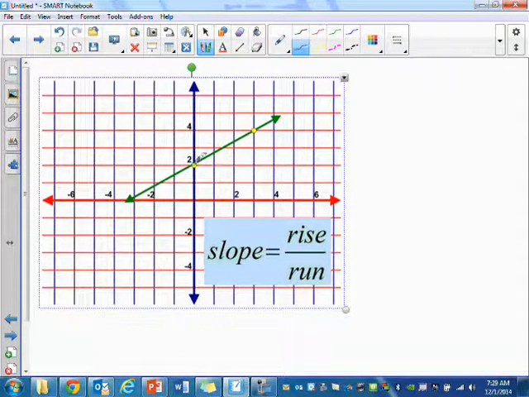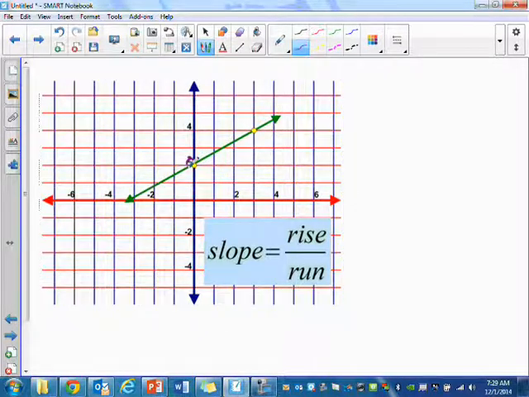So once again, you're just going to pick one point and count the rise to the run to the next point. So here's the point I'm going to work with first. Okay, and then I'm going to work my way up to this next yellow point. So I have 1, 2 is the rise.